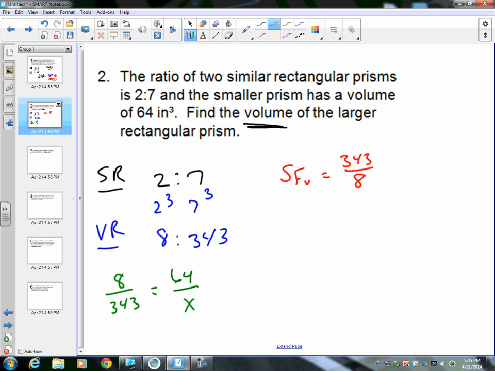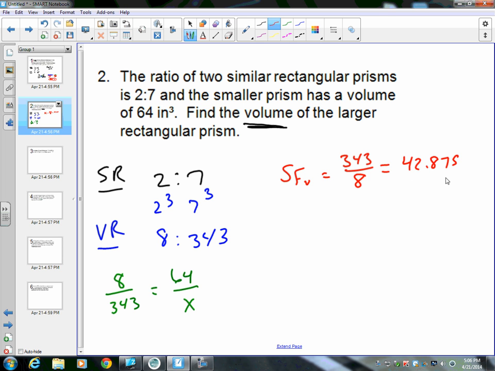Okay, what do we get for 343 over 8? 343 divided by 8. We're going to use it as a decimal instead of a fraction. So we end up with 42.875. I'm actually going to use the whole decimal there.